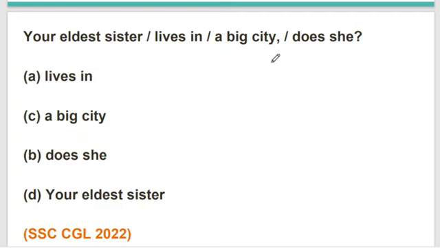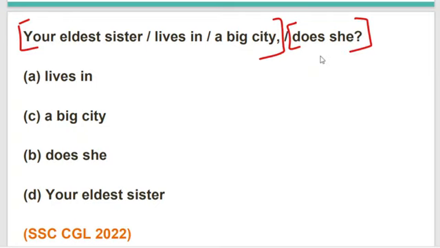SSC CGL 2022's question. Your eldest sister lives in a big city, does she? Please make sure that you're having a clear idea about this question. Your elder sister lives in a big city, does she? So basically in this sentence, first we are giving a statement. Please observe the sentence carefully. First we are giving a statement, and then we are actually giving an interrogation where we are asking the question by presenting the statement in a negative way.